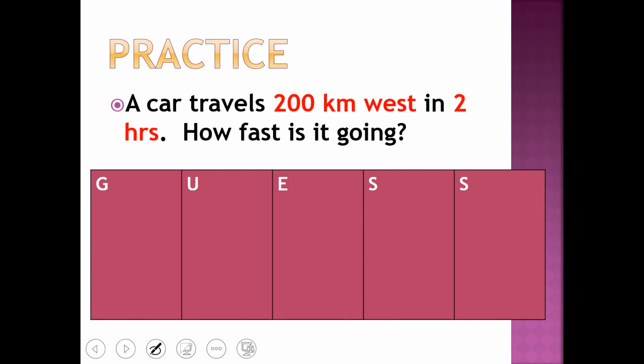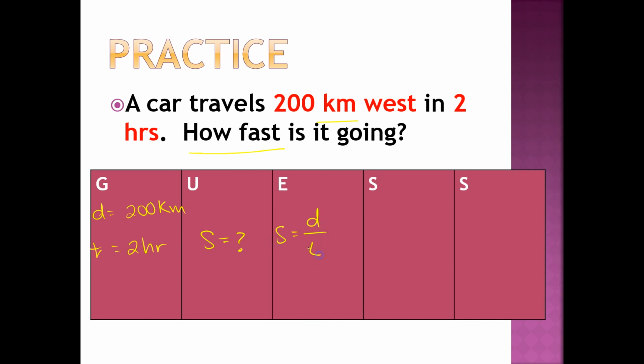Here's another problem. A car travels 200 kilometers west in 2 hours. How fast is it going? Well, let's take a look at our given information. 200 kilometers. Kilometers is a unit that we use for distance. 2 hours. Hours is a unit we use for time. So that means if we have distance and we have time, we're looking for how fast something goes, which is its speed. That means my equation is speed equals distance divided by time.